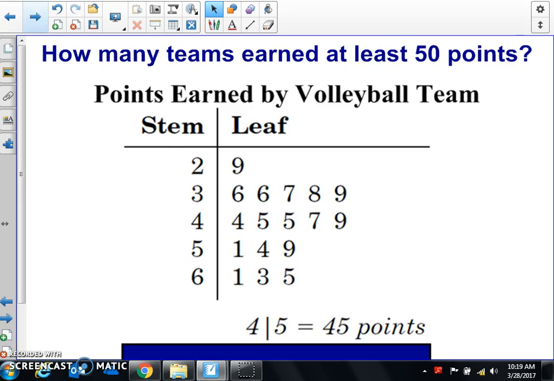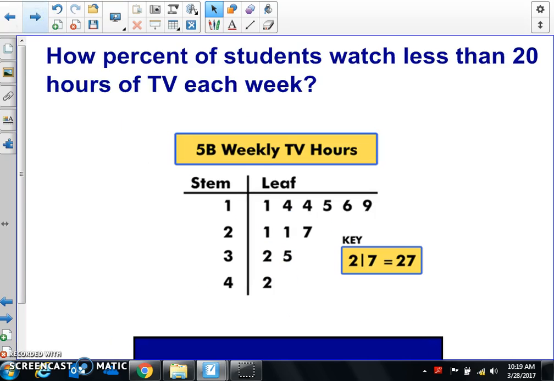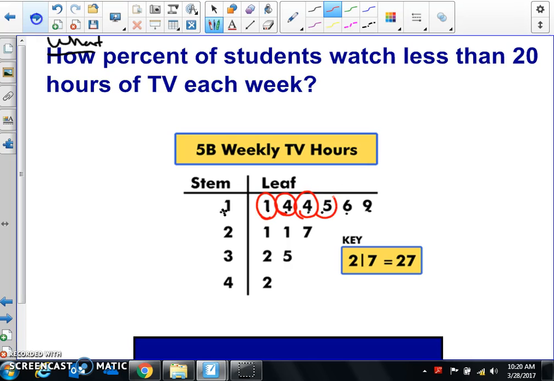All right. Let's go ahead and go to this one. It shouldn't say how. Sorry, guys. It should say what. What percent of students watch less than 20 hours of TV each week? All right, so less than 20, not 20, but less. If I look at the key, 2-7 means 27. So this is 11, 14, 14, 15, 16, 19. All of those are less than 20. So 1, 2, 3, 4, 5, 6.